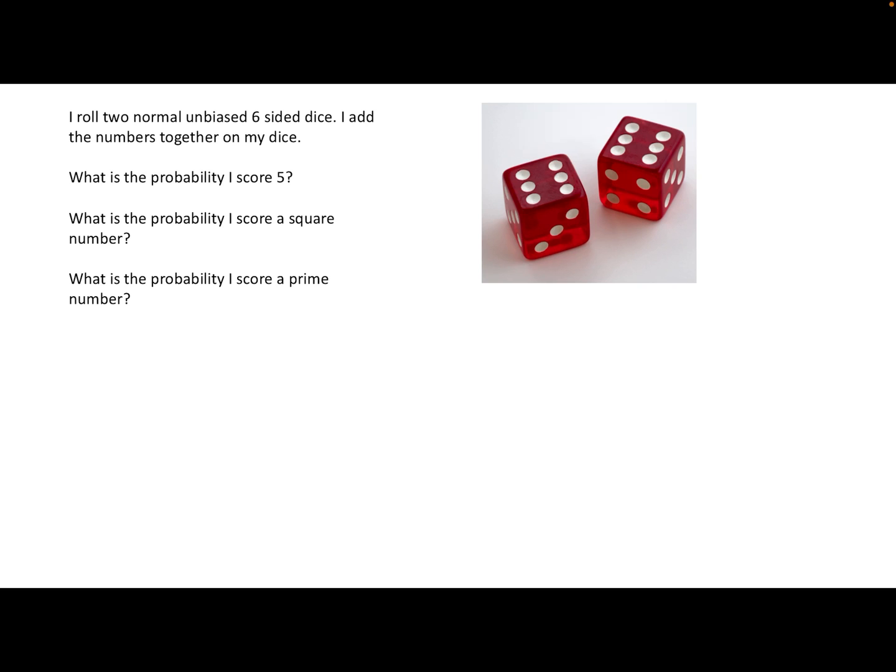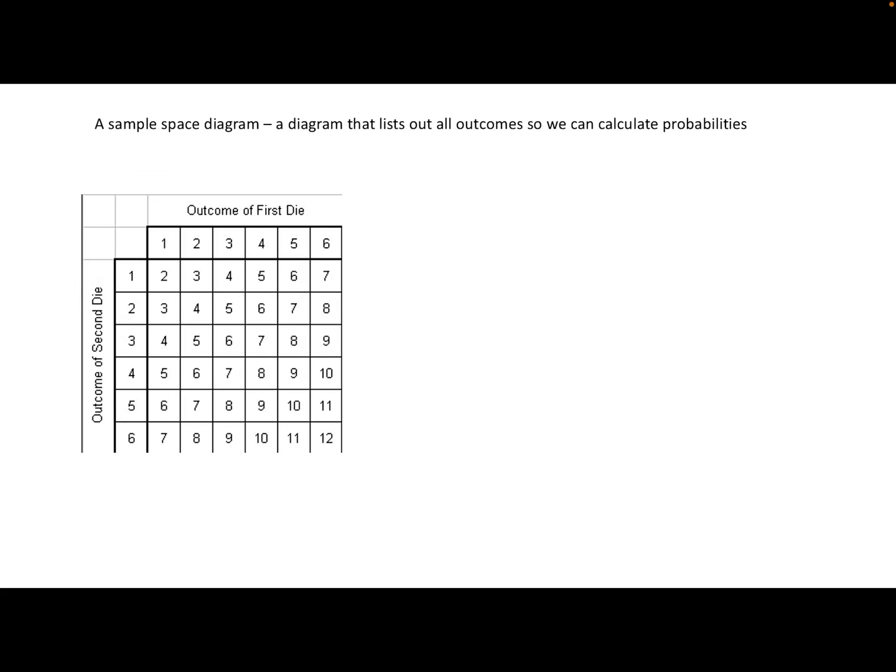So I roll 2 normal unbiased 6-sided dice. I add the numbers together on my dice. What is the probability I score 5? What's the probability I score a square number? What's the probability I score a prime number? So again, a way of doing a sample space diagram here is to make a table.